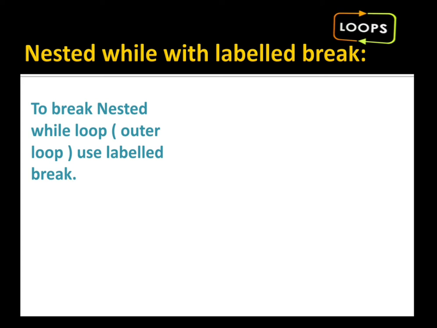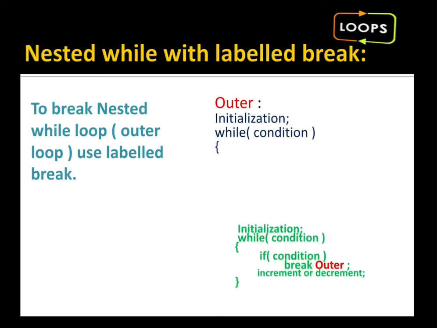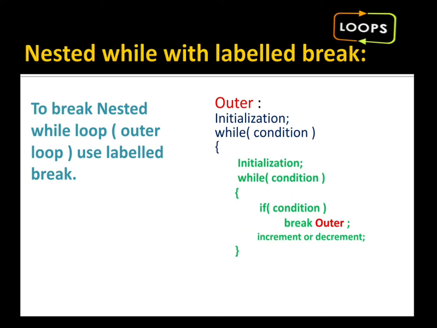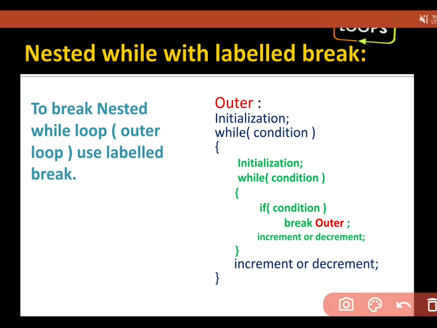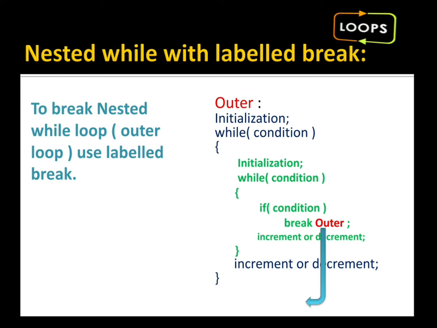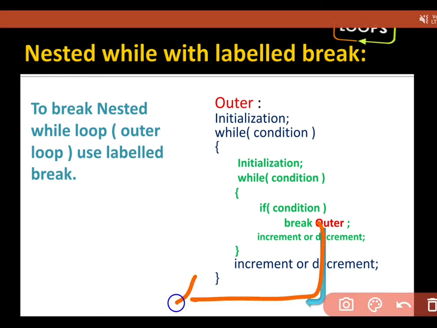Now moving further with the nested while with a labeled break. If you want to end the outer while loop, you can use a labeled break. How? I write the name outer, and whatever I write as outer while, I then have the inner while, and then the increment or decrement, and I end that outer while. Now from the inner while, what will happen? I'm using a break outer here. When we use break outer, we will directly come outside the loop.